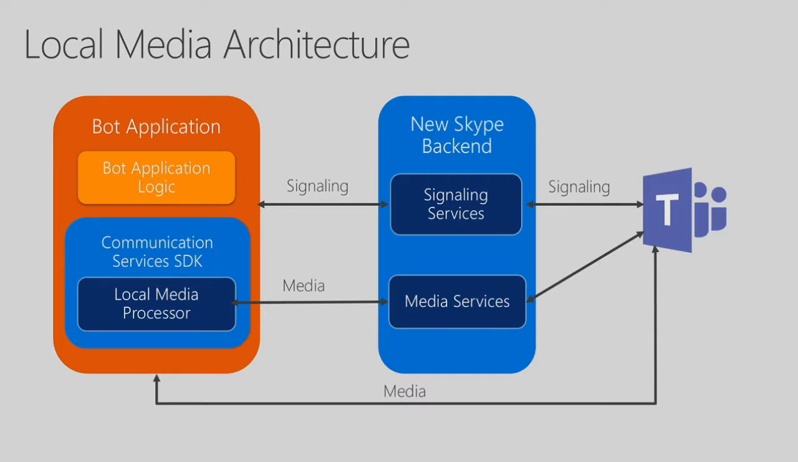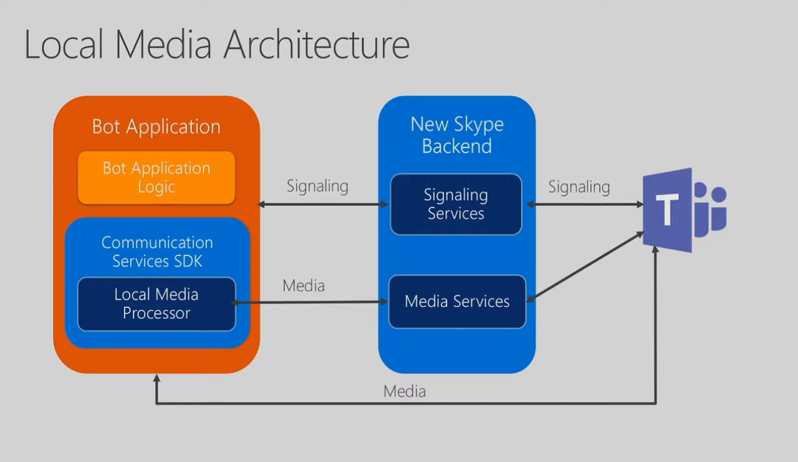This local media is then directly interacting with the media services that we have hosted in the Azure cloud, which is then passing it back to the Teams client. Media, however, flows locally between the bot as well as the Teams client, obviously, because we don't want to be hitting the Azure backend for flowing the media through. Signaling, on the other hand, works pretty similar to what we had for the remote media architecture as well.